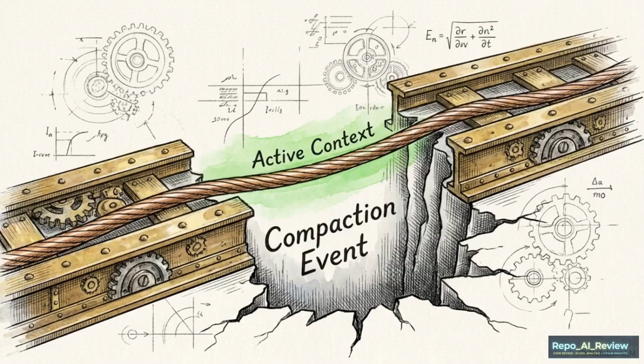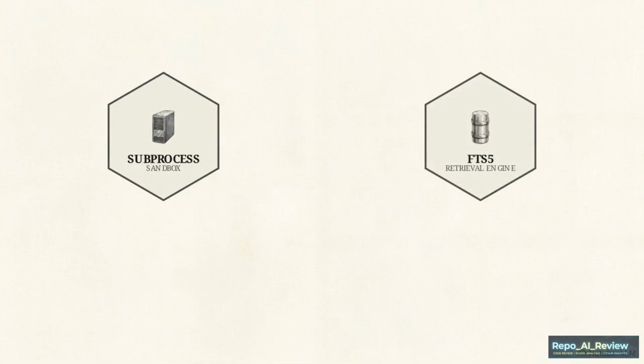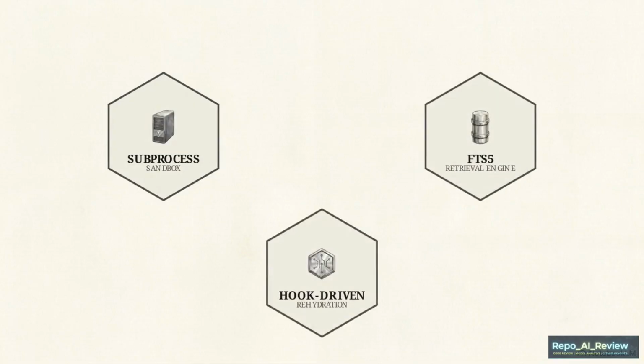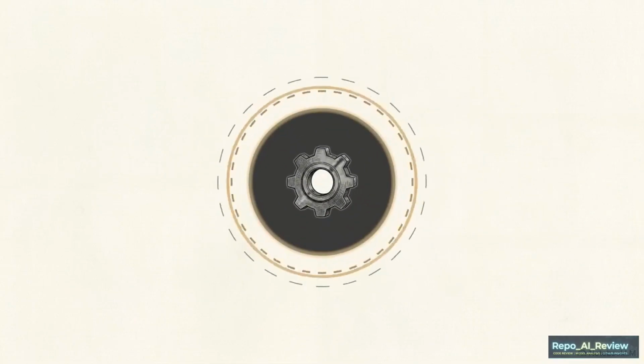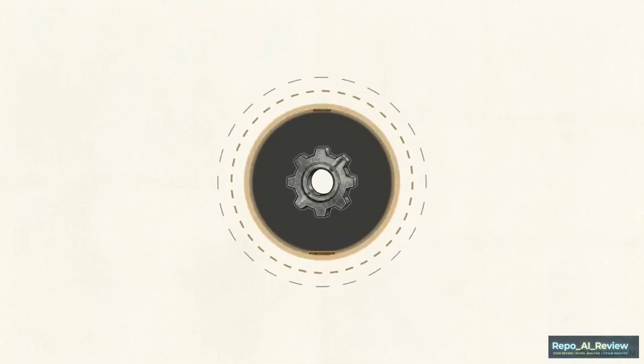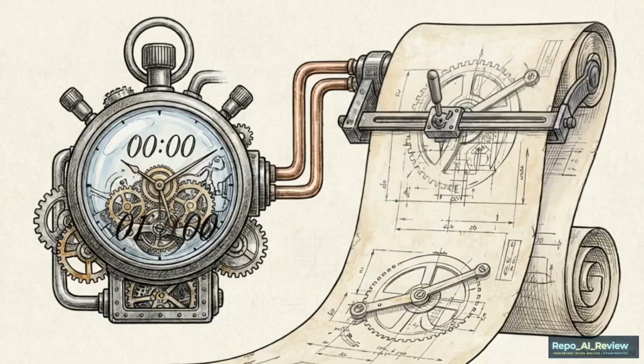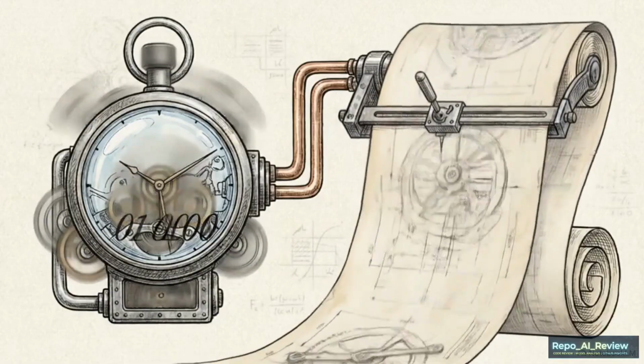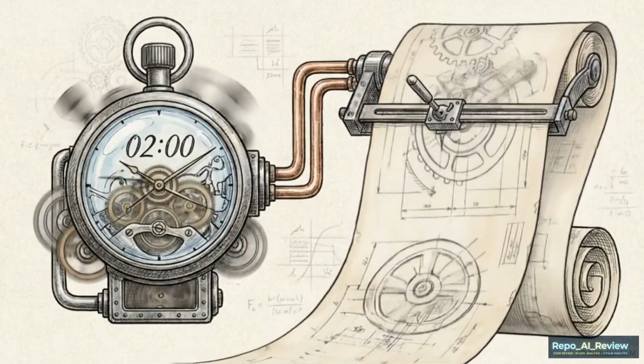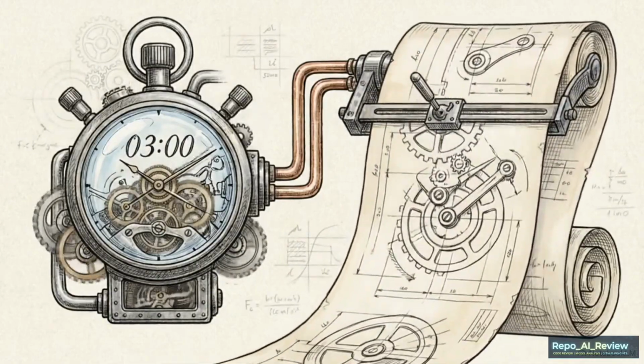True session continuity ensures an agent never loses its exact place in the codebase, neutralizing the most severe bottleneck in autonomous software development. The Subprocess Sandbox, the FTS5 Retrieval engine, and hook-driven rehydration all work in tandem to consistently achieve a 98% reduction in context consumption. This architecture transforms what would normally be a degrading 30-minute chat into a stable 3-hour engineering session.